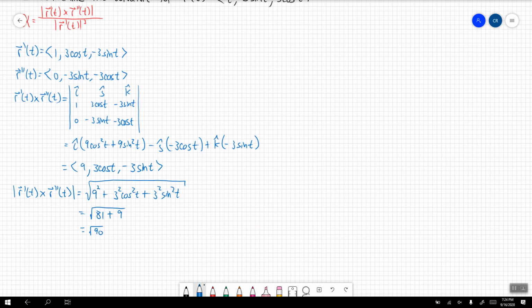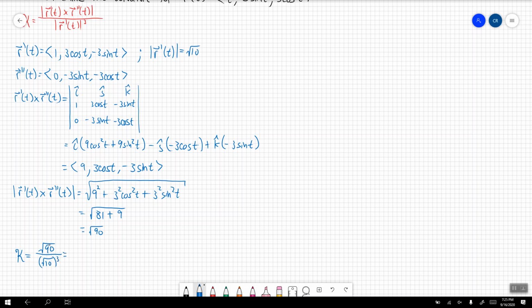Let me scroll down just a little bit more. Finding the curvature here is going to be the magnitude of the cross product, which we just found, which is the square root of 90, all divided by the magnitude of r prime of t cubed. So the magnitude of r prime of t, well, let's work on that really quick. We can do this one pretty fairly quickly. 3 squared, that's going to be 9, factor that out, plus 1, sorry, 3 squared plus 1, that's going to be 10, so that's going to be root 10. So this is going to be root 10 to the power of 3.